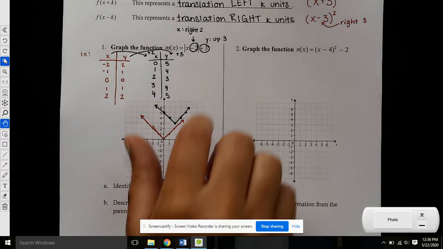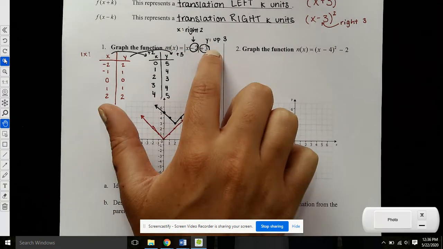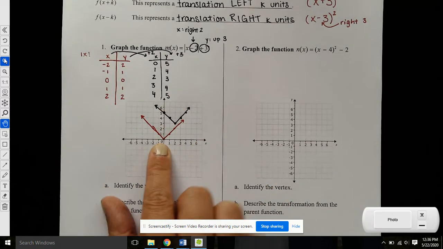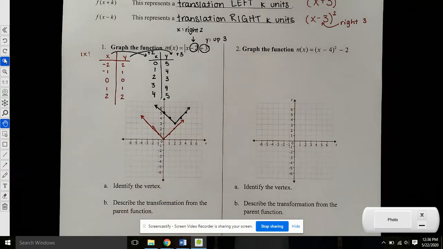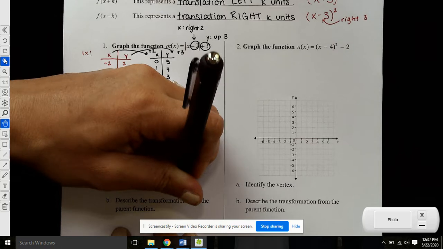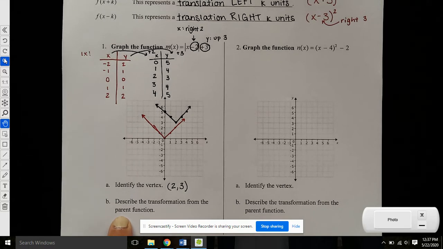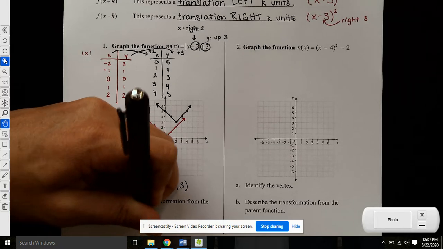So whatever's on the inside, I do the opposite of that to the x values. And whatever's on the outside, I do that to the y values. Graph it. I can see that this function moved right 2 and up 3. So if I'm identifying the vertex here, I see it is 2, 3. And if I'm describing the transformation from the parent function, so that's starting at that absolute value, I'm doing right 2, up 3.